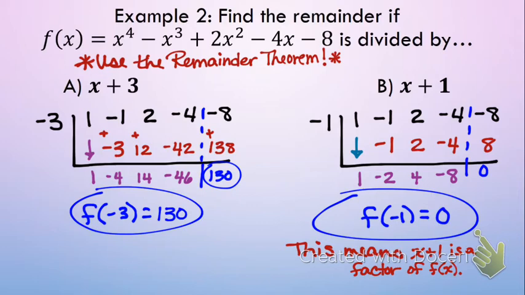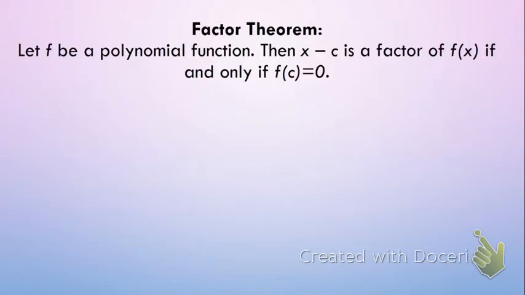And that gets us to another theorem, which is the factor theorem. Factor theorem literally says what we just showed right here. If f is a polynomial function and we divide f of x by x minus c, if f of c comes out to be 0, then x minus c is a factor.